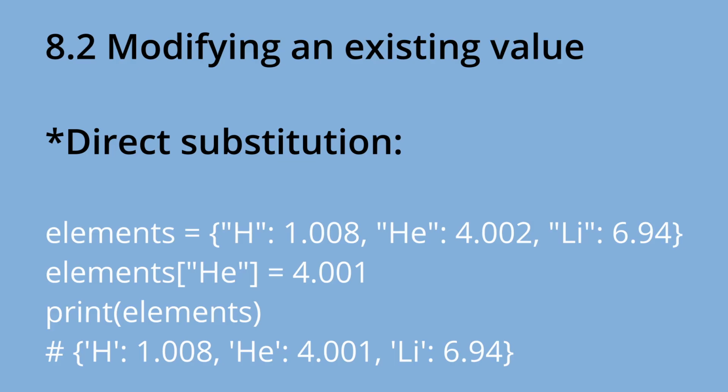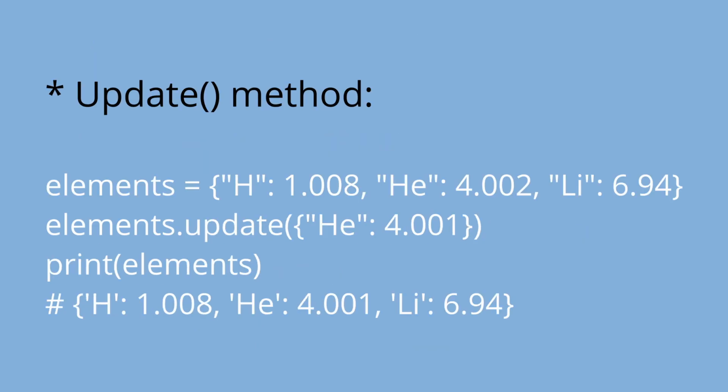Modifying an existing value. Direct substitution. elements['HE'] = 4.001 changes the dict to {H: 1.008, HE: 4.001, LI: 6.94}. Or use update again: elements.update({'HE': 4.001}), to get the same result.